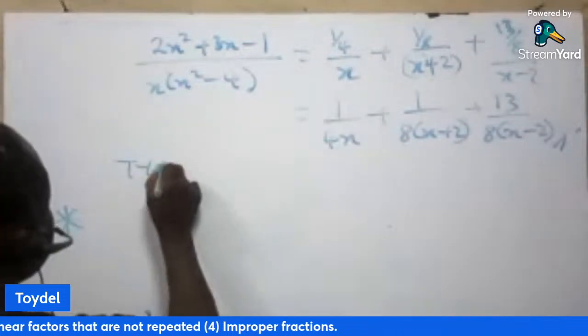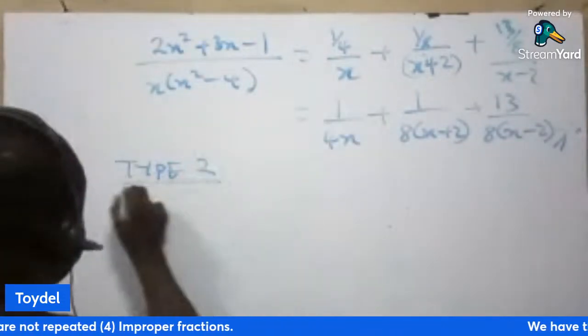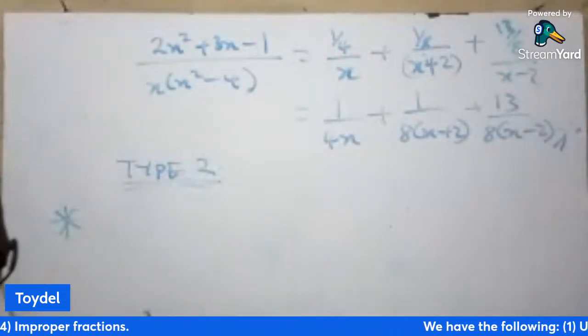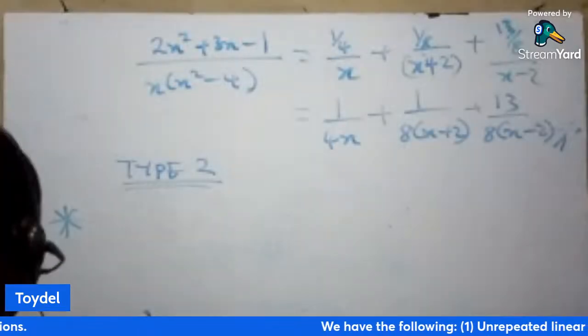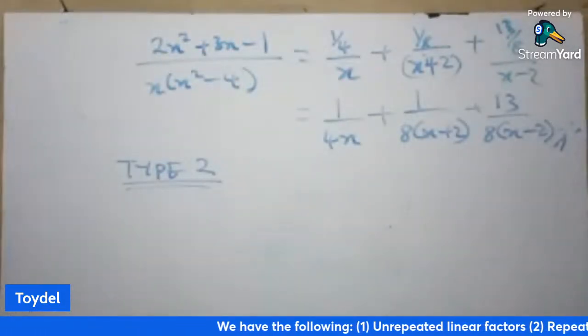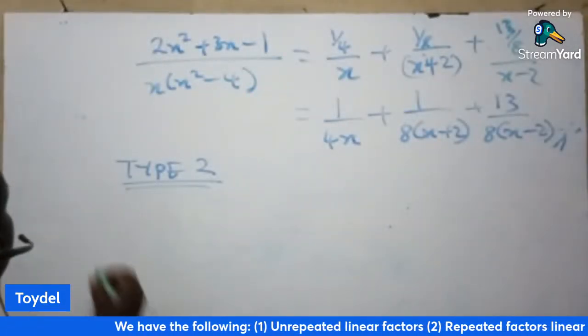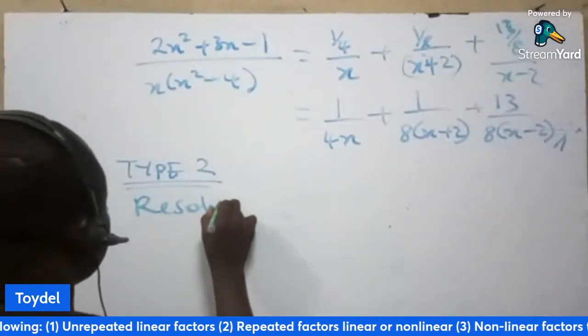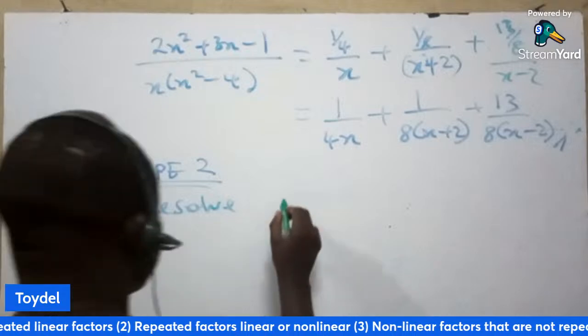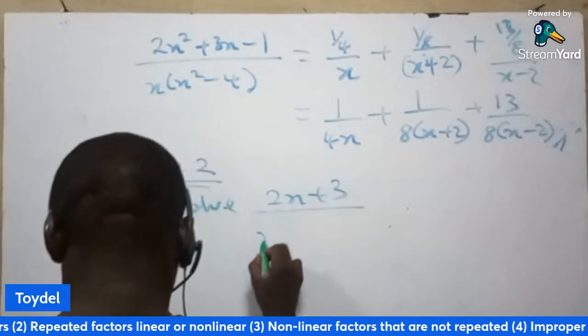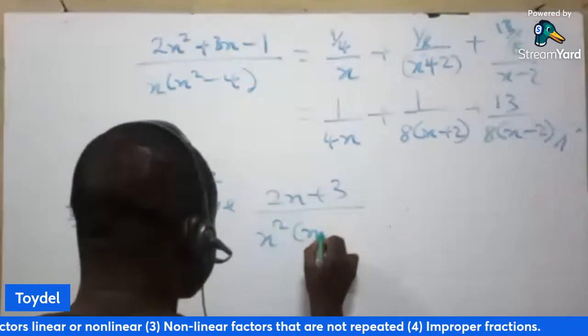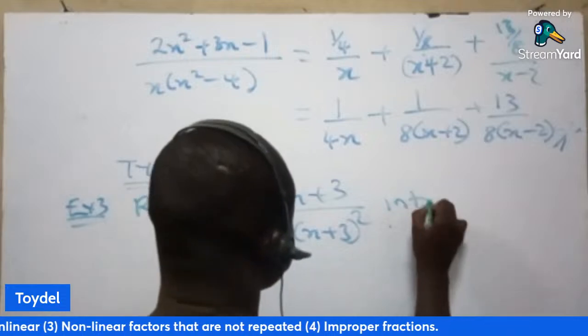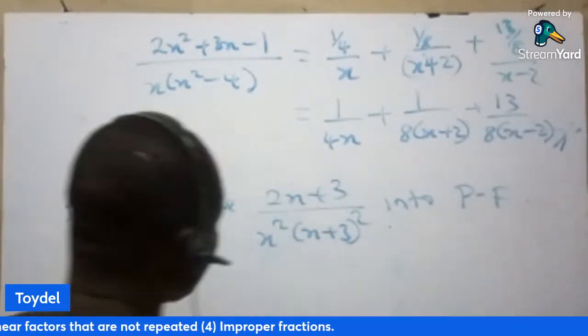So I'll go to type 2, and I'll give just one example under type 2. This type 2 is when you have repeated factors, either linear or non-linear. So let's say example 3: resolve 2x plus 3 all over x squared into x plus 3 squared into partial fractions.